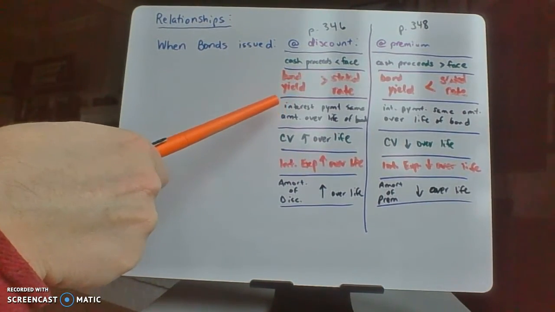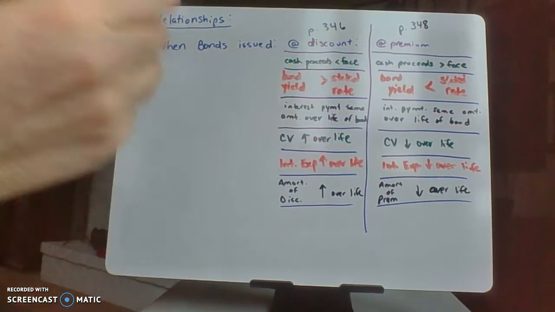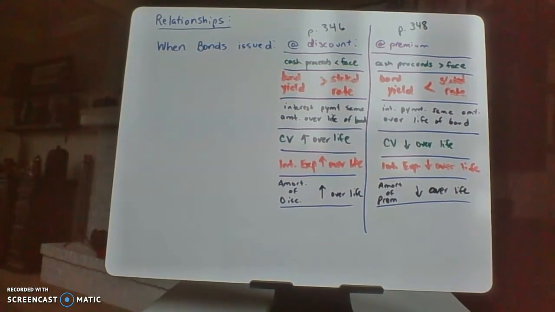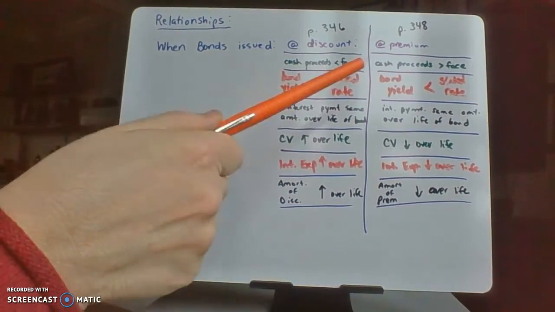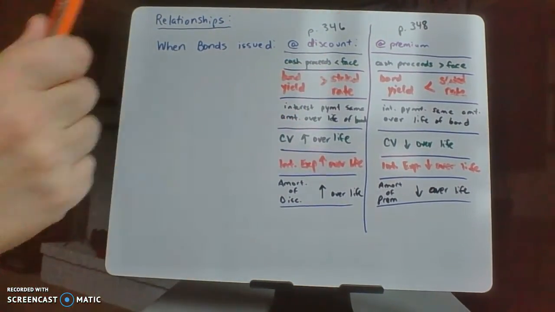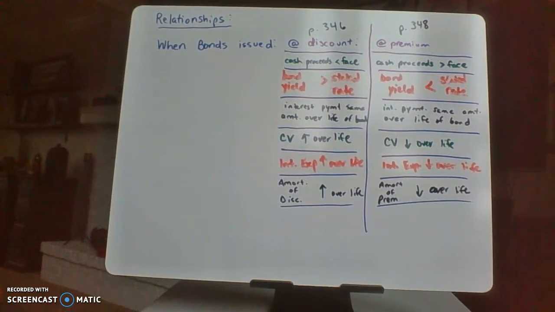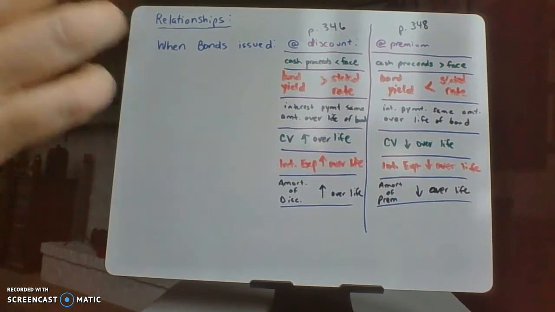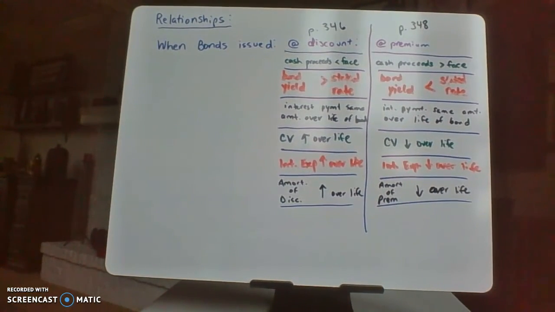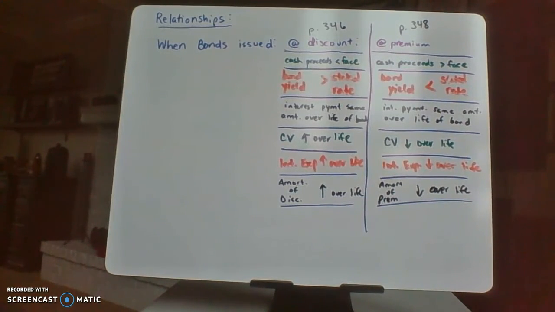The interest payment is the same amount over the life of the bond. Because when we do our interest payment, we are literally taking that stated rate that never changes for the entire life of the bond times the face value. Face value doesn't change and the stated interest rate doesn't change. So that interest payment, the credit to cash, stays the same the entire life of the bond. And you can see that on the schedule on page 346 because the interest payment stays at $3,000 the entire time.